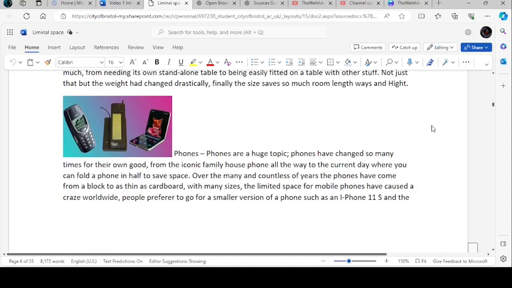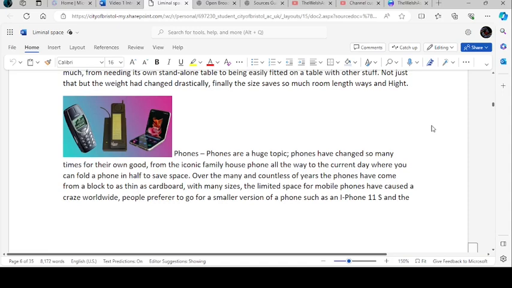Phones. Phones are a huge topic. Phones have changed so many times for their own good. From the iconic family house phone, all the way to the current day where you can fold a phone in half to save space. Over the many and countless years, phones have gone from block to as thin as a cardboard. With many sizes, the limited space for mobile phones has caused a craze worldwide.